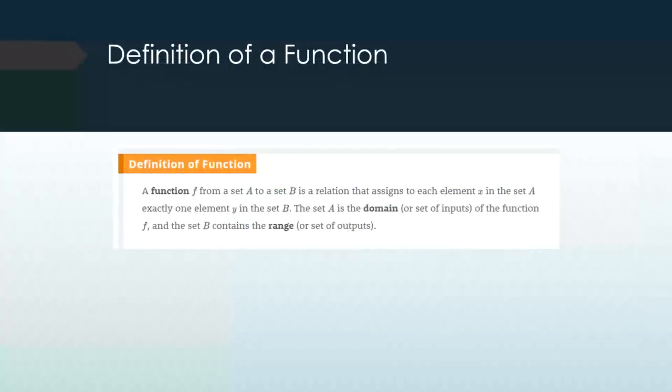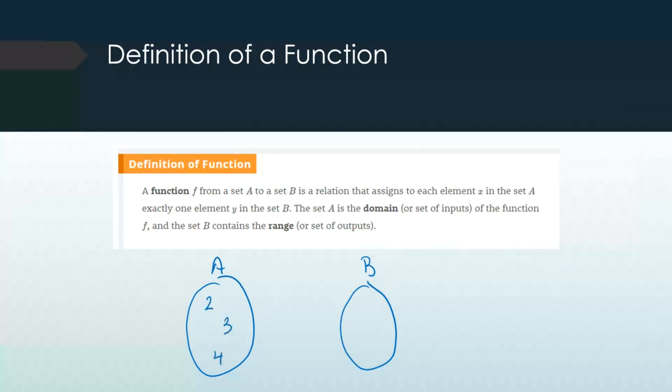So here's the definition of a function from the textbook. A function f, we use the f just because it's called a function, from a set A to a set B. So these are sets of numbers. If I just have a set of values, I'll just make up some numbers. So let's say set A has 2, 3, and 4, and then B is 5, 6, and 7.